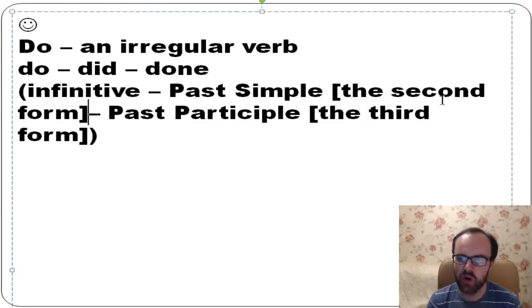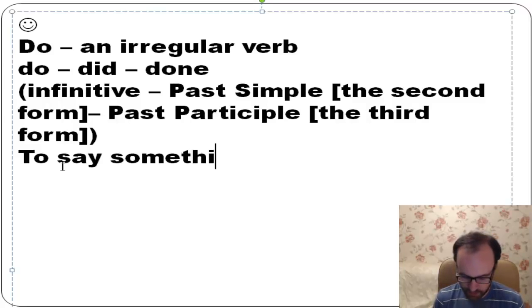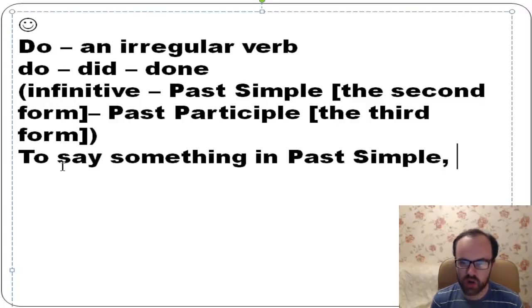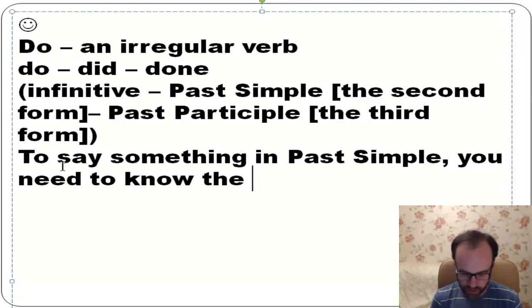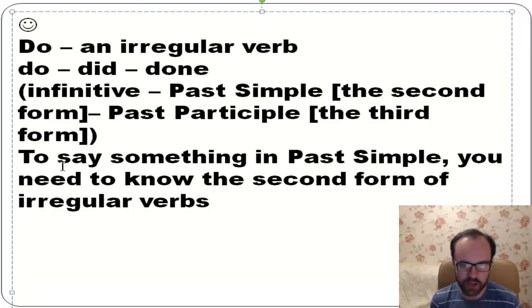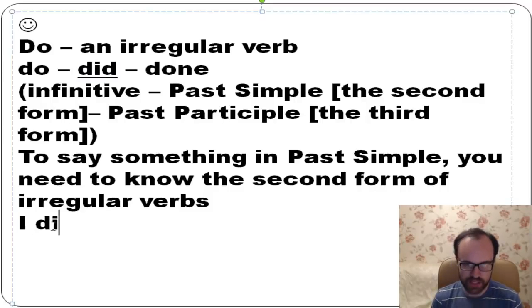So you need to know the second form. To say something in past simple, you need to know the second form of irregular verbs. So do, did, done. Did is the second form. So you say I did it.